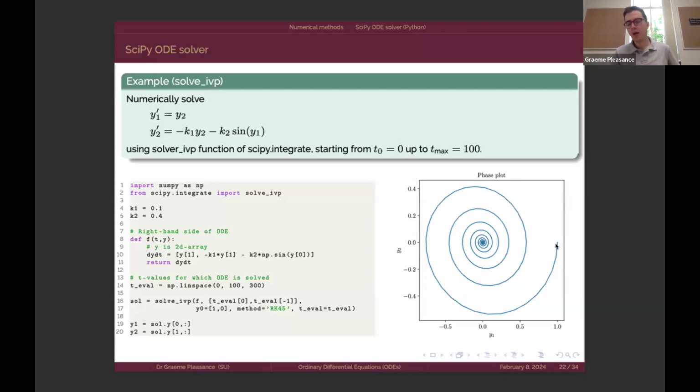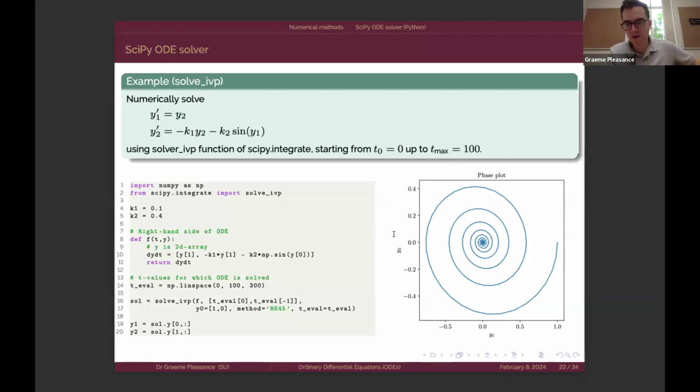In the special case where K1 is set to 0, where basically there's no damping, you no longer have this spiral behavior. You basically produce an ellipse. So this spiral is explicitly produced by the damping of this oscillator.